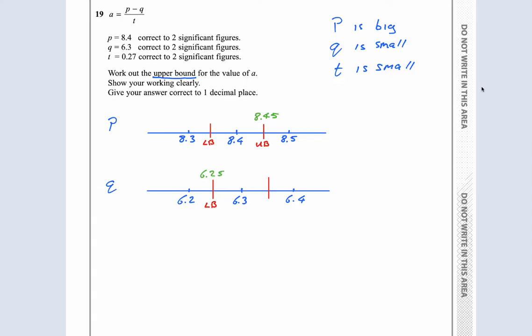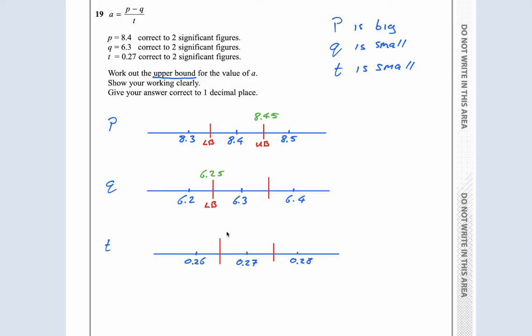6.25. Lastly, for T. Now this is particularly hard, guys, because these are one decimal place and this is two decimal places, but it's all two significant figures. So it's really testing your understanding of rounding. Okay, it's 0.27. So 0.27 is here. The next one up is 0.28, and the next one down is 0.26. Same thing. Upper bound is somewhere here. Lower bound is somewhere here.